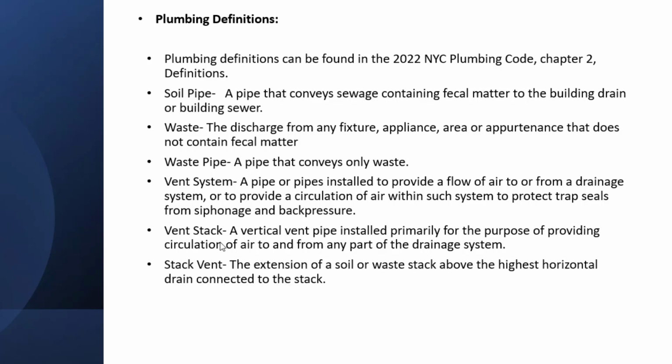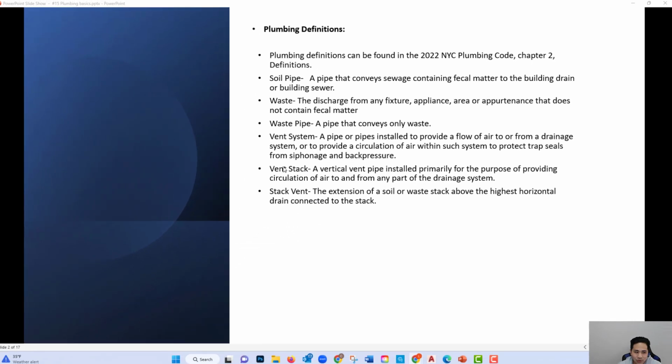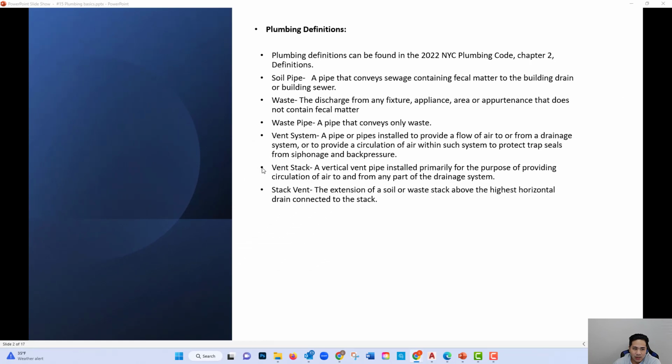And if you flip these words, it's a different meaning. So in this case, a stack vent is the extension of a soil or waste stack above the highest horizontal drain connected to the stack. So these actually mean different things if you reverse the words, right? The vent stack is the actual separate vent pipe all the way to the top, and a stack vent is just an extension of the soil or waste pipe.